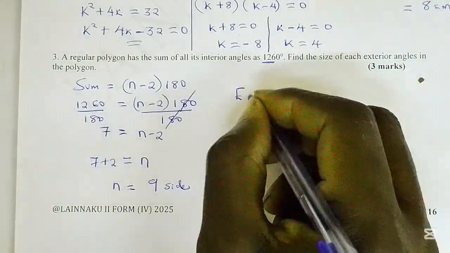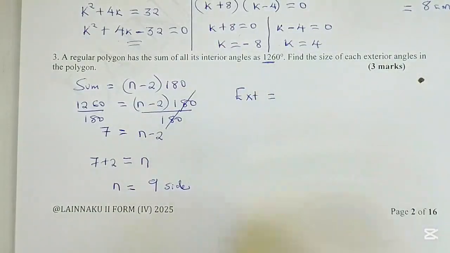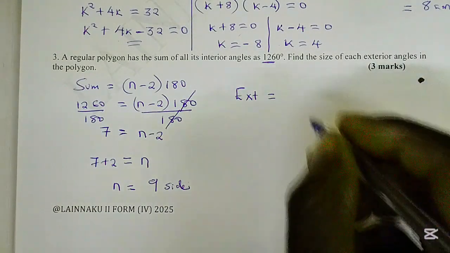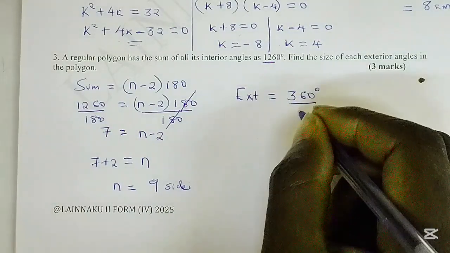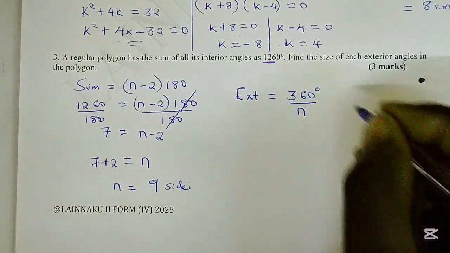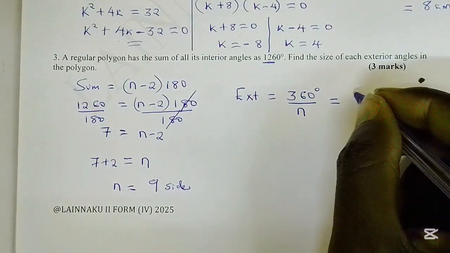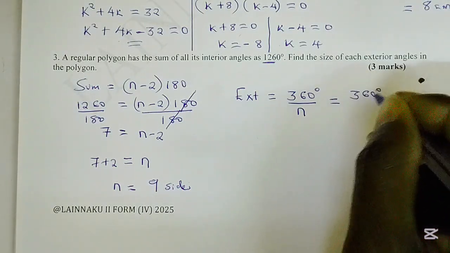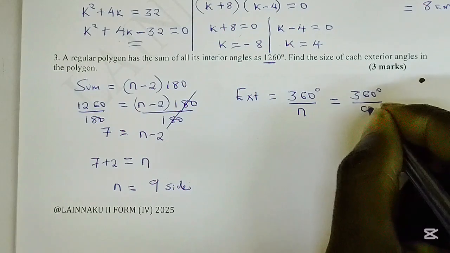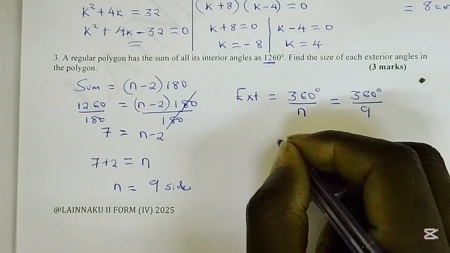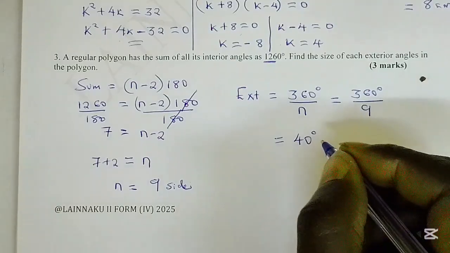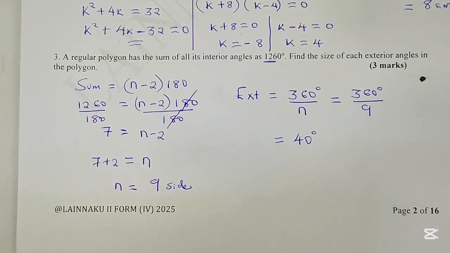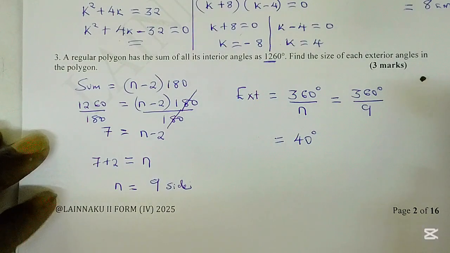So how do we find the exterior angle? Now, exterior angle of any polygon is equal to 360 degrees divided by n. So in this case, it's going to be 360 degrees divided by n number of sides, so that we find that the size of each exterior angle is going to be 40 degrees. That is going to be the size of each exterior angle.